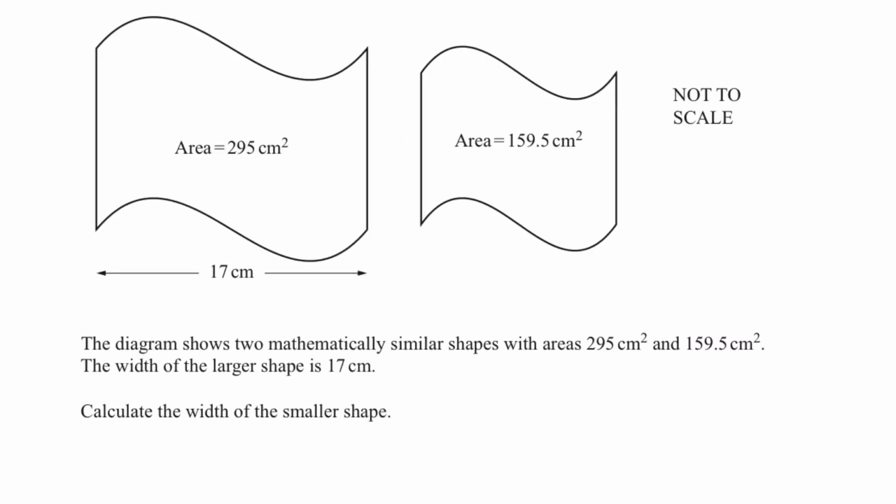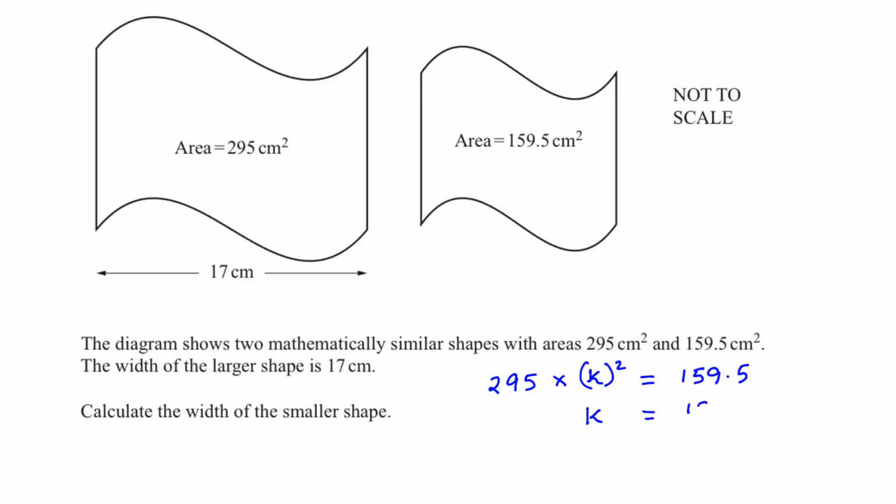Next question. Two shapes have been given to us and the areas have been given. Let's read the question. The diagram shows two mathematically similar shapes with areas 295 square centimeter and 159.5 square centimeter. Calculate the width of the smaller shape. Whenever you have a similar shape question, you write down the area which has been given to you, 295, multiply by the scale factor. We don't know the scale factor, but let's say it is k. Because it is area, we have to square the scale factor. And when we do that, we will get the area of the smaller shape, which is 159.5.